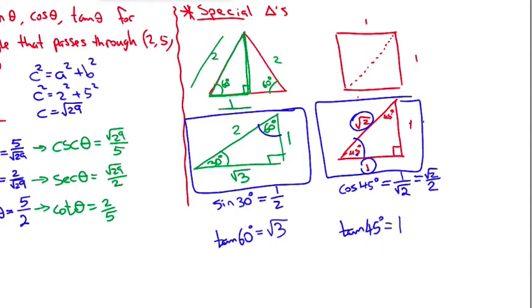So with these two triangles, we can do at least a couple of angles: 45, 30, 60. Do not use these for 90 or 0 or 180, because you need the unit circle for that. You have to go back to the unit circle. But if you get this stuff down, then the rest of it becomes a lot easier.